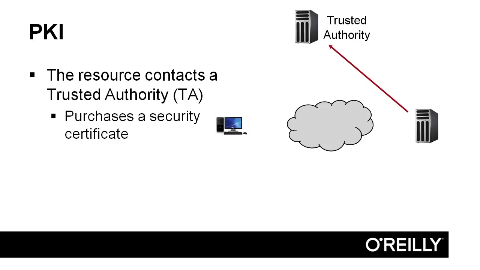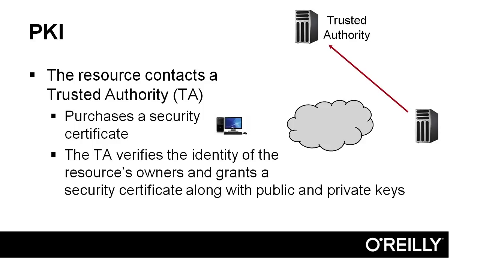It can be simple. I want a copy of some driver's licenses. I want to see some birth certificates. I want to see some other forms of ID. Sometimes it requires an on-premise visit, signing of affidavits. It can be all kinds of things. But the bottom line is this trusted authority, or a TA, you'll hear them called, identifies the identity of that particular owner of the website or whatever the resource is. And then once they're satisfied, they grant a security certificate that also includes a public and a private encryption key.